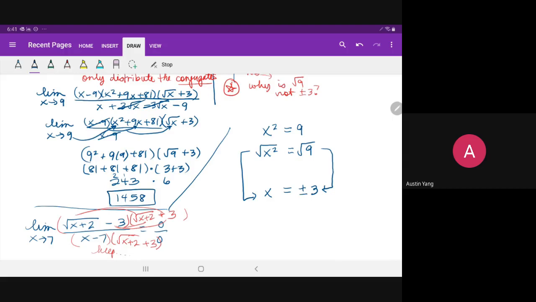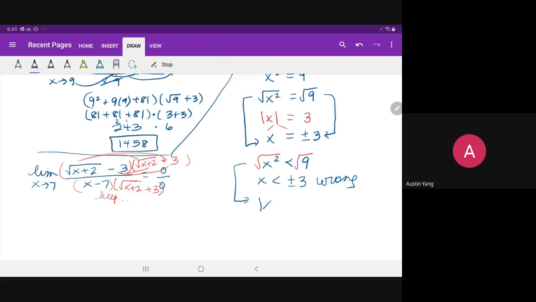Now the answer is right, but the steps are not right. In reality, the left side is the absolute value of x, and the right side is plain 3. And then it splits into two answers. If you had this problem and you square rooted both sides and did the plus or minus thing, it would not make any sense. So this is wrong. But if you did the absolute value, which is true and real, and then split it, you would get x is less than 3 or x is greater than negative 3, and that would be the answer.